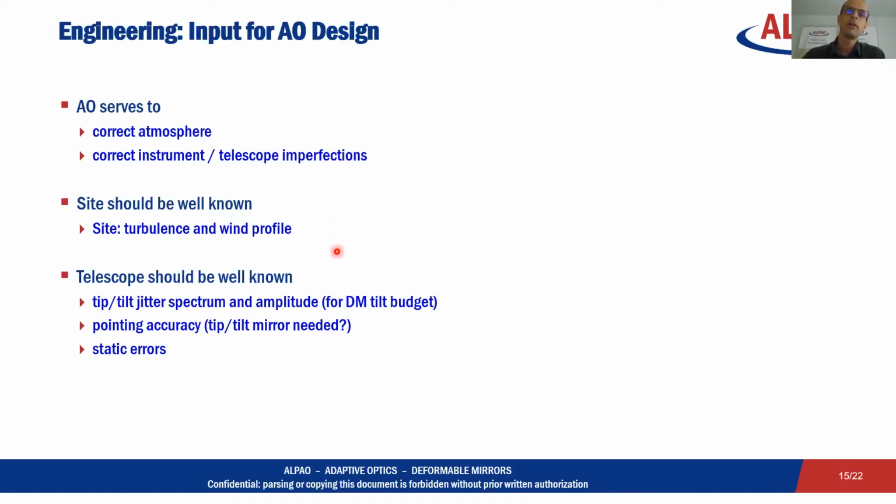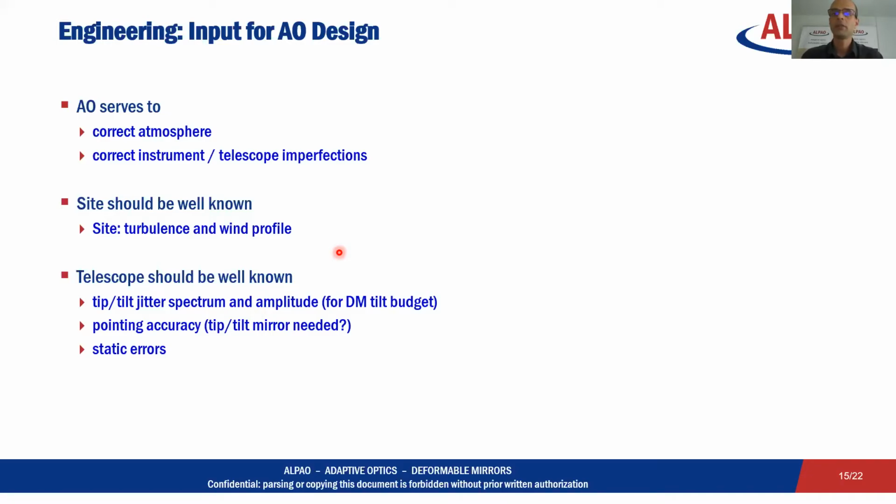Also, your telescope should be well known and characterized. I'll give a couple of examples. Your telescope, due to wind shake, is going to vibrate, and as every mechanic, it's going to have a certain vibration spectrum, and these vibrations will create tip tilt as seen by the wavefront sensor. So this tip tilt jitter spectrum and amplitude would be interesting to know, because we have to include this in the tilt budget for the deformable mirror.